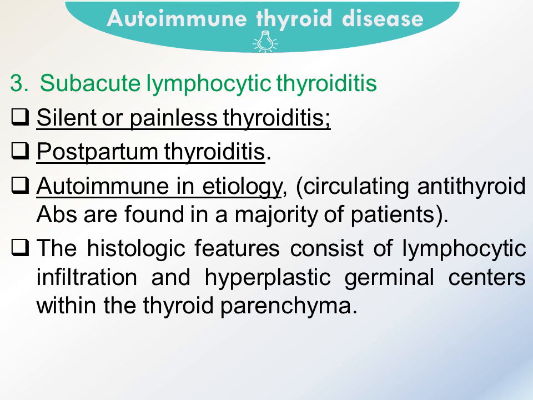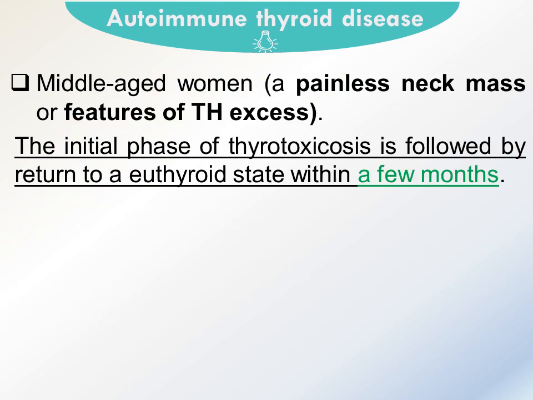In addition, the histologic features consist of lymphocytic infiltration and hyperplastic germinal centers within the thyroid parenchyma. It mostly affects middle-aged women who present with a painless neck mass or features of thyroid hormone excess.